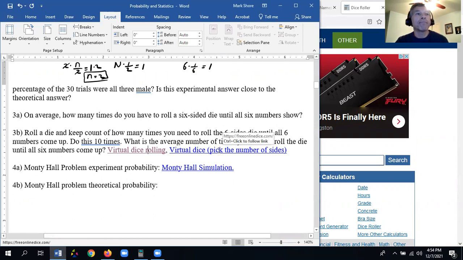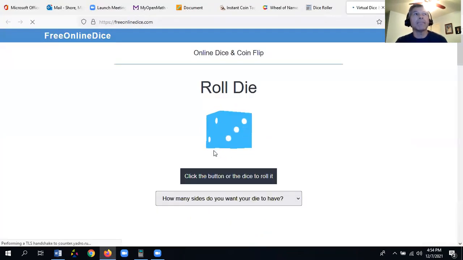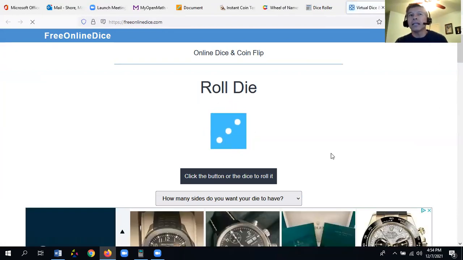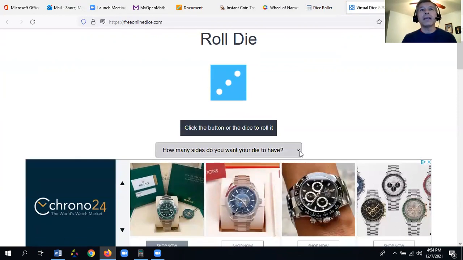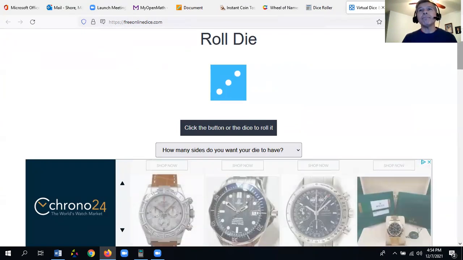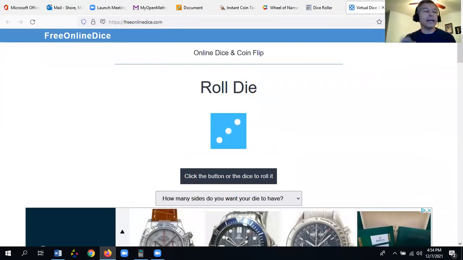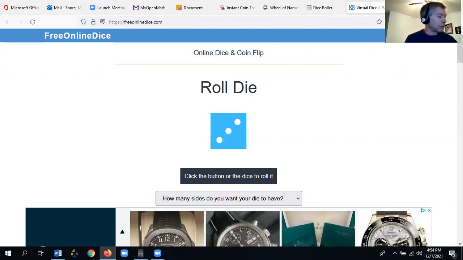So let's look at this one. It's not too bad, the last one, when it was just a 6-sided die. So this one, I like the way it spins. It just looks more real. I wish it was going across the screen or something like that. And you are able to change your number of sides here, but you're not able to change the number of dice being rolled. That's fine with us because we're only going to do one die. And what we're doing with this problem again is keeping track of how many rolls it takes until all numbers show up: 1, 2, 3, 4, 5, and 6.